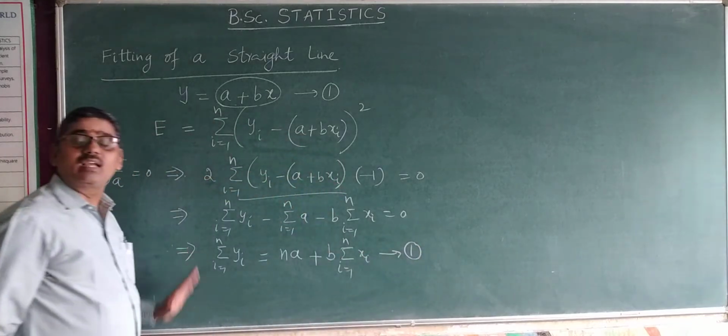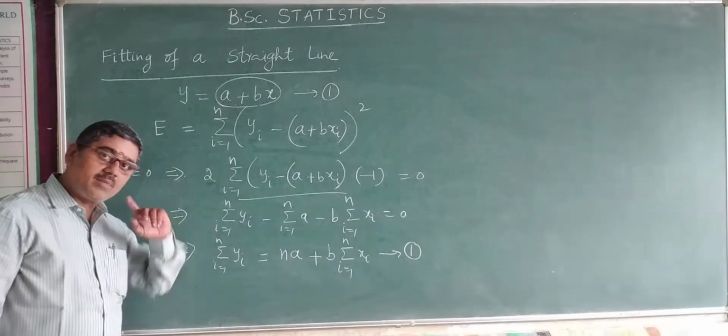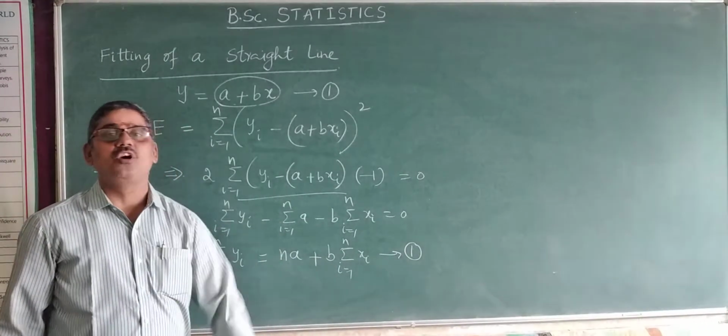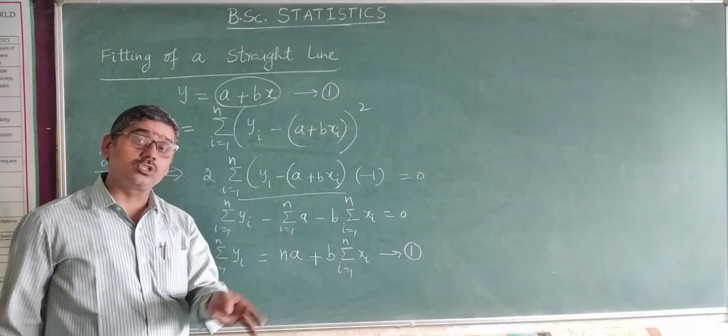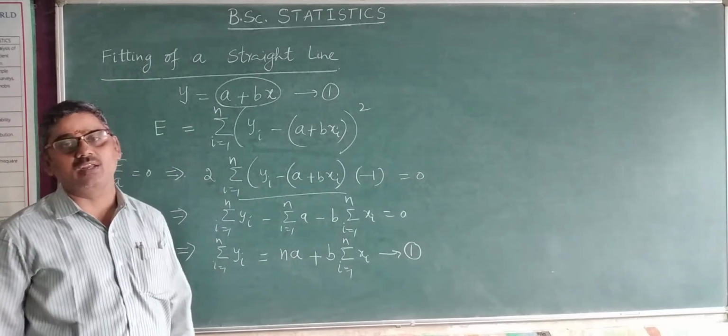This is called the normal equation. This is called normal equations. So how many parameters are there? a and b. So you have to obtain one more equation. By solving those two normal equations, you will get the two parameters, the values a and b, right?